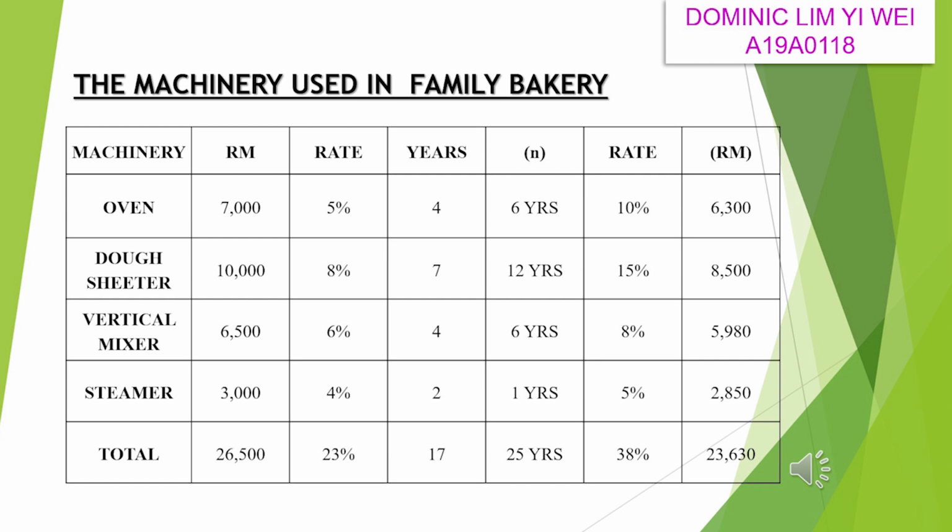The vertical mixer costs 6,500 ringgit, depreciation rate 6% for 4 years, useful life 6 years at a rate of 8%. Depreciation today is 5,980 ringgit. And the last asset is the steamer, cost 3,000 ringgit. Depreciation rate is 4% for 2 years. Useful life is 1 year for 5%, and depreciation today is 2,850 ringgit.